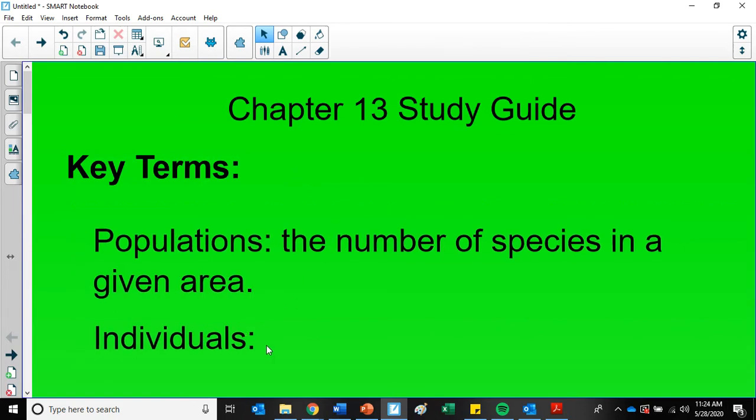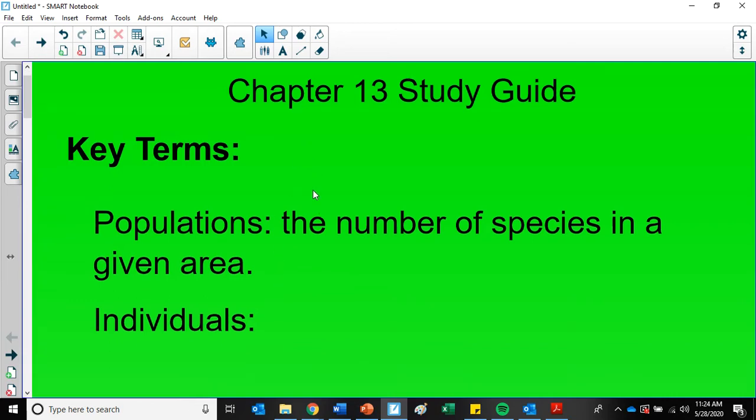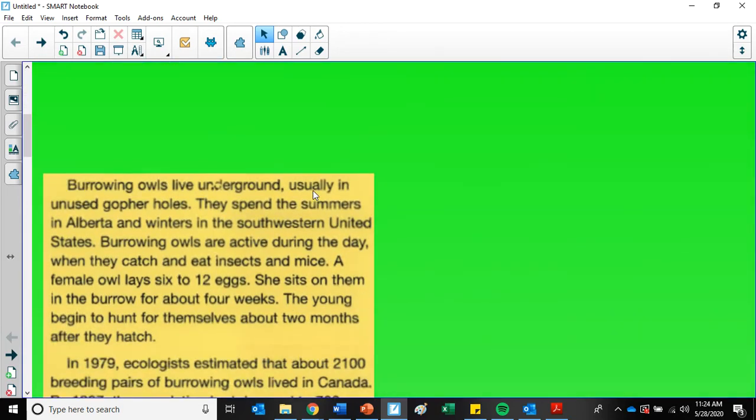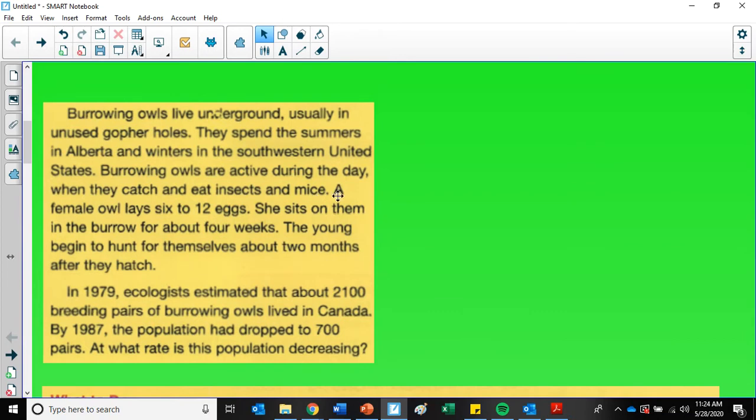And so remember, an individual was just a single organism. What we have here is an example right out of the textbook, these burrowing owls, and they're usually in unused gopher holes. They spend summers in Alberta and then fly south into the United States. They're active during the day and catch insects and mice, and they lay eggs and burrow for about 4 weeks to hatch their young, and then they start hunting.